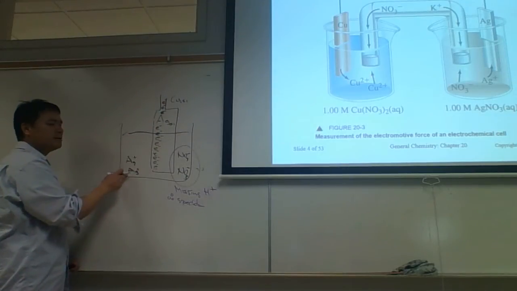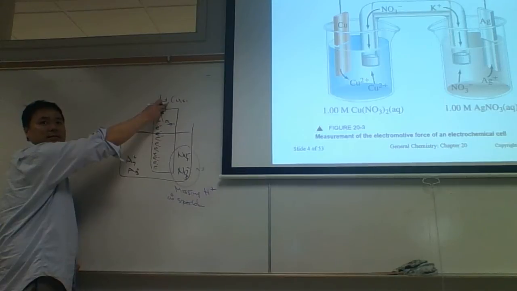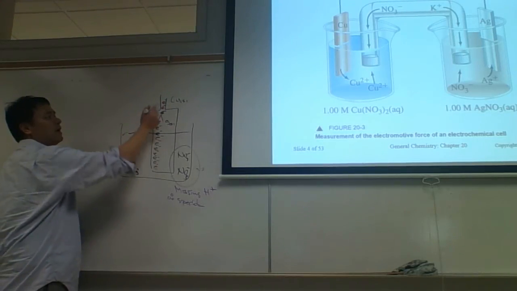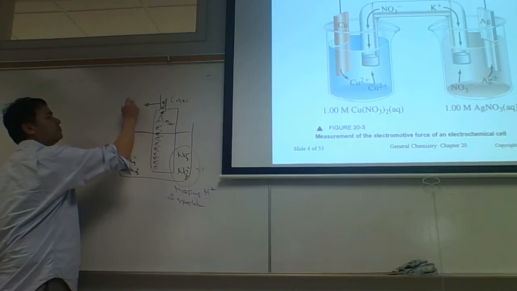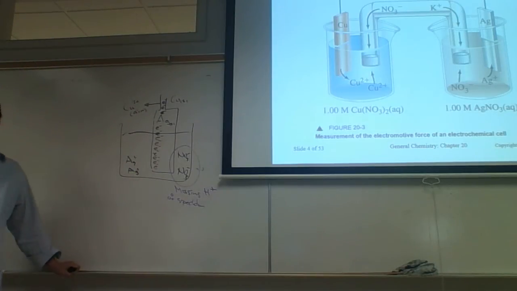Well, silver ions, are they strong enough to oxidize copper? Yes. Silver ions are strong enough to oxidize copper. But the problem is, if they oxidize the copper here, what do we form? We form copper 2 plus in air. Are copper 2 ions stable in air? They aren't stable in air. Copper 2 ions are stable in water because of hydration.